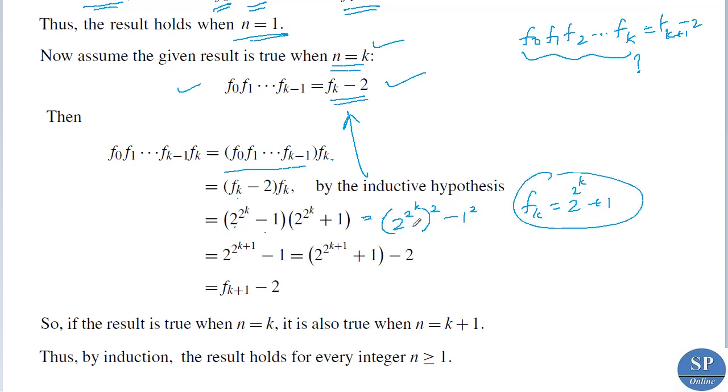Now this is nothing but 2 power 2 power k into 2, that is 2 power k into 2, minus 1. This is 2 power (k plus 1), since 2 power k into 2 power 1 is 2 power k plus 1. So 2 power 2 power (k plus 1) minus 1, that is 2 power 2 power (k plus 1) plus 1 minus 2. So this is actually f(k+1) minus 2.